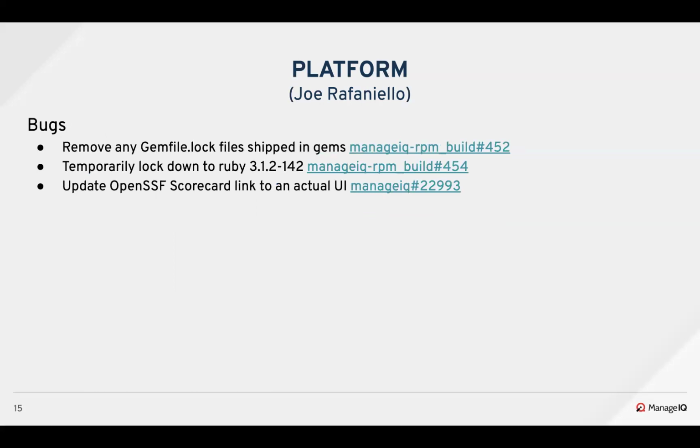For platform bugs, Brandon fixed an issue where we were including the gem file lock files from each gem's directory in the gem set RPM, and it wasn't needed, so he removed that. And he also temporarily locked down the Ruby version we use for the RPM builds. This is to get around an issue where the default gems provided by Ruby conflict with what we expect in our bundle, and you can actually require certain libraries. And Jason updated the OpenSSF scorecard link to the website instead of using the JSON API endpoint. Next slide.